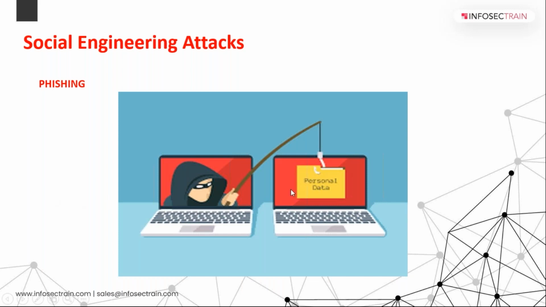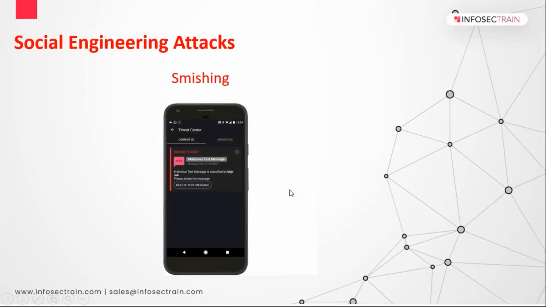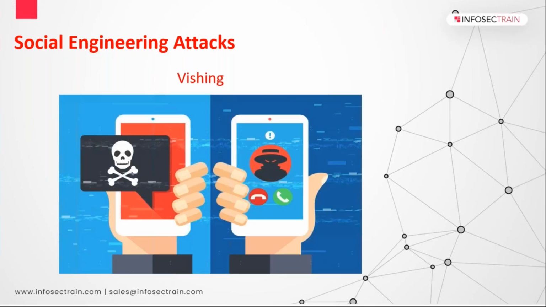Okay. Next, what we have is smishing. The attacker will craft a good looking SMS, a lottery SMS. Inside that SMS, he will send you a malicious link. If you click on that link, boom, an amount is deducted from your account. There is also calling and asking for an OTP.